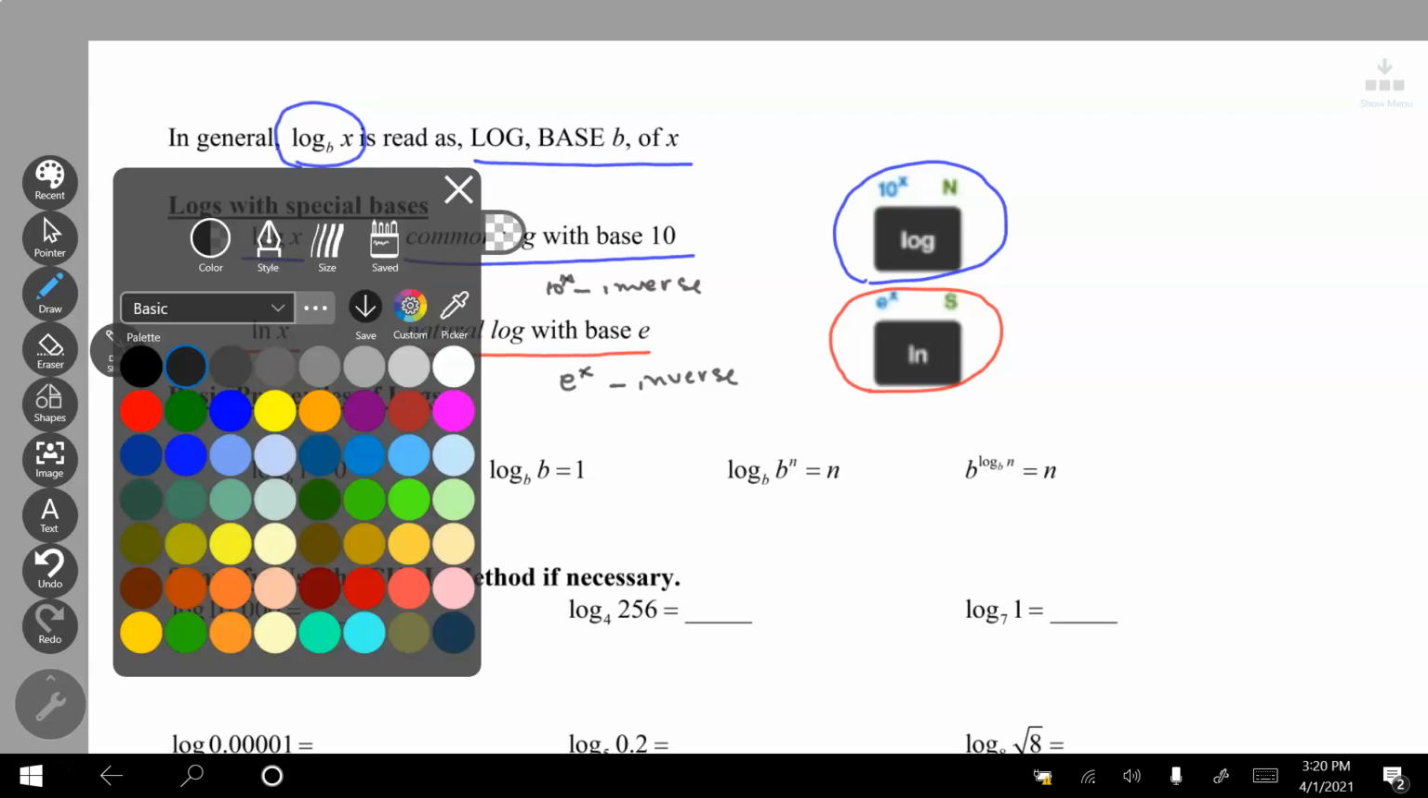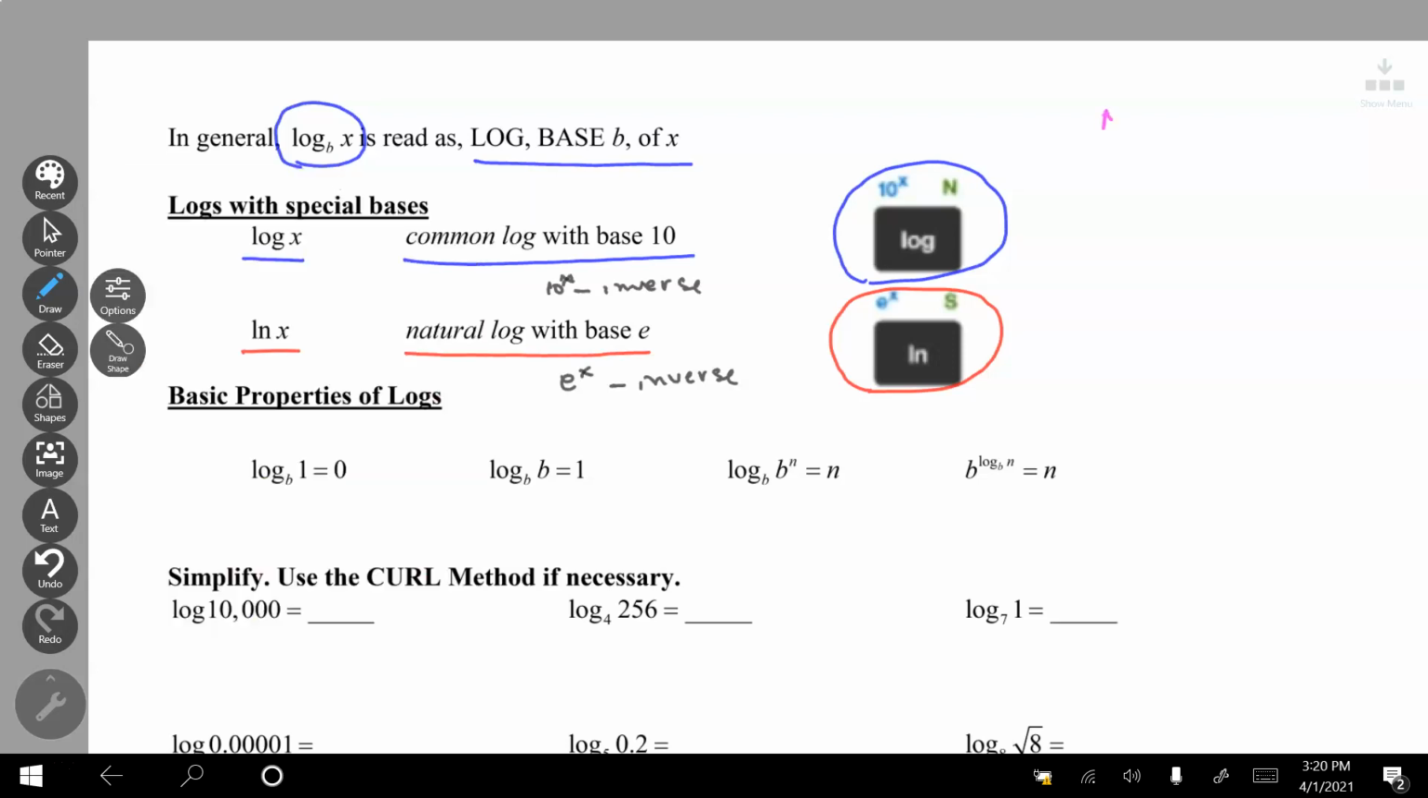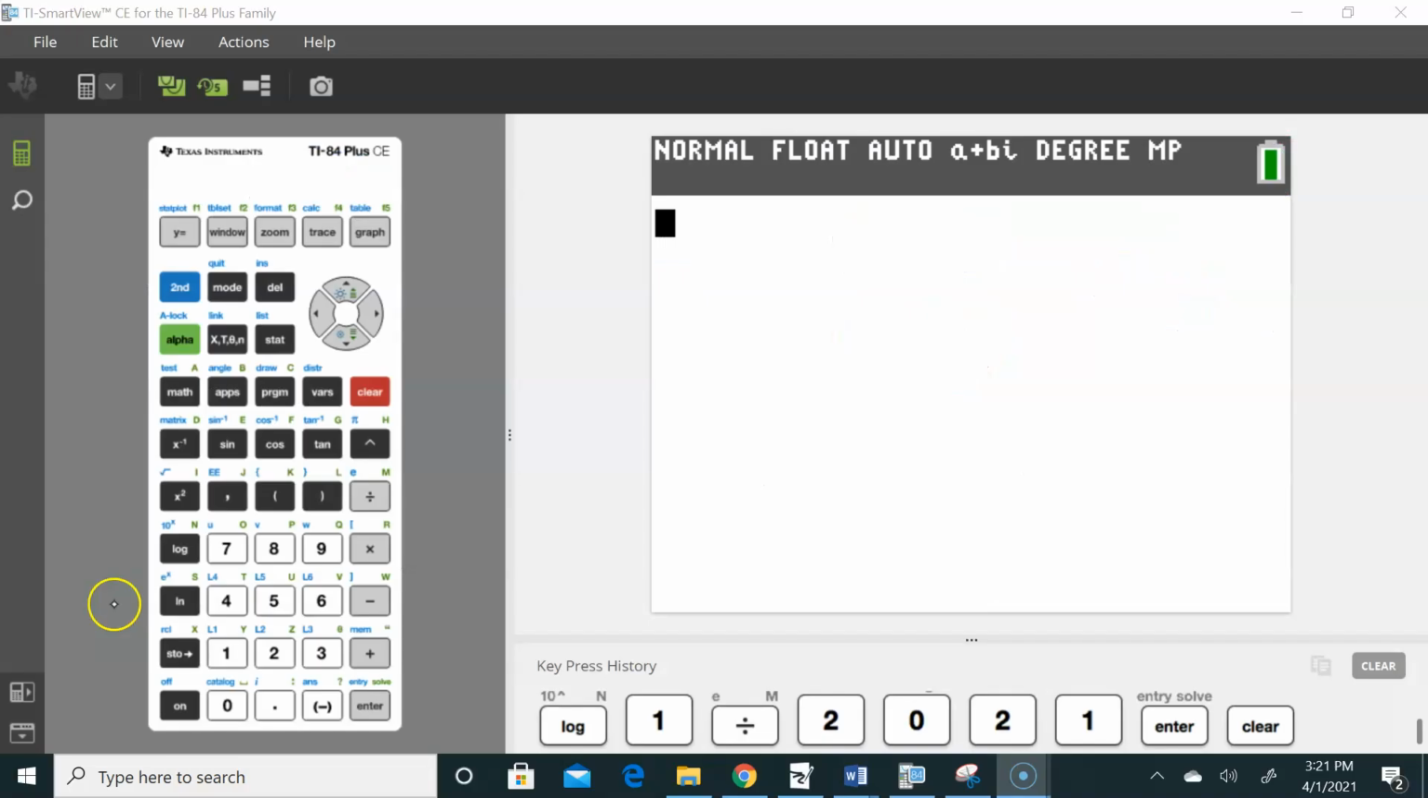Okay, if you have a newer calculator, and most of you do, there is a special key on your calculator. They do have that log base key. If you go to the math menu and you move it down to A, it says log base. And I'll show you what I mean on the calculator.